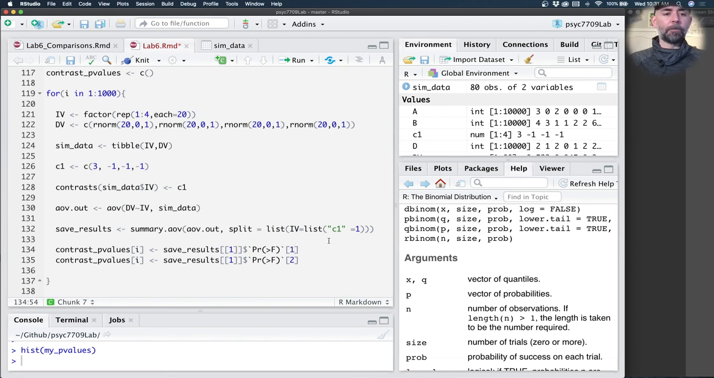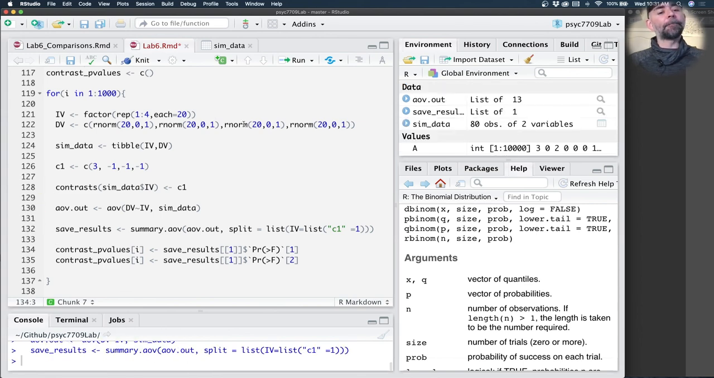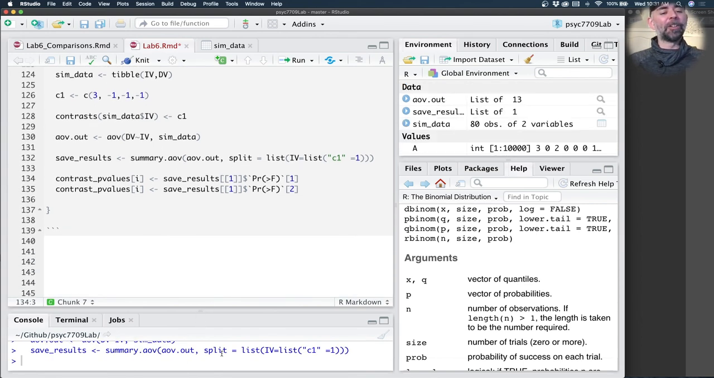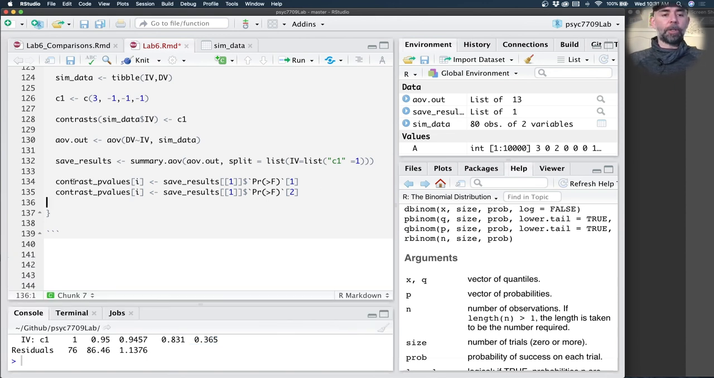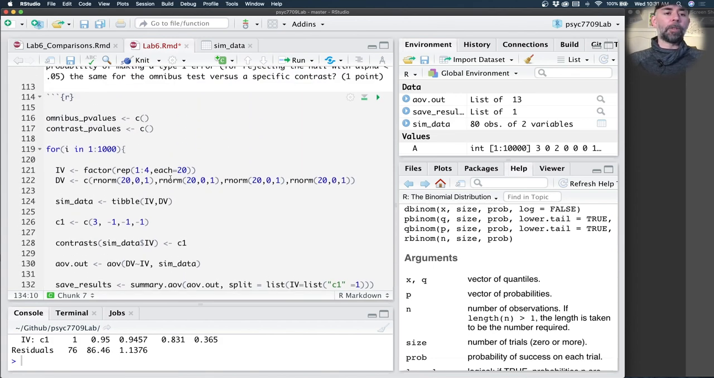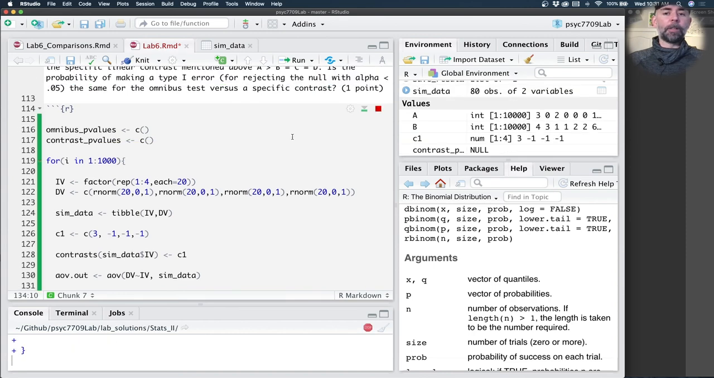And the first p-value that's reported, and let me just show you here, so if I run this, and that, we can look at the save results variable. So the p-value here is for the overall F-test, and this p-value is for this one contrast. All right, so we should change this to omnibus p-values, which is what we set up here. Okay, let's run this 1,000 times.